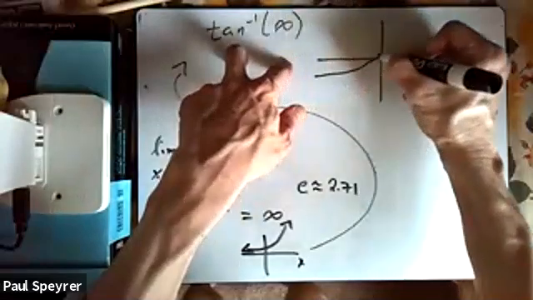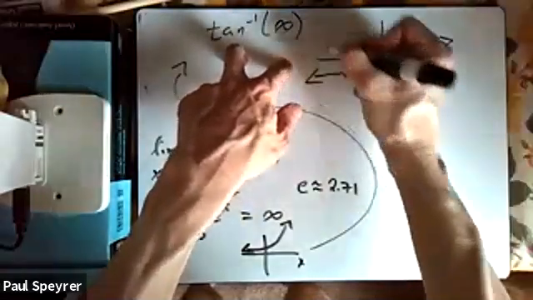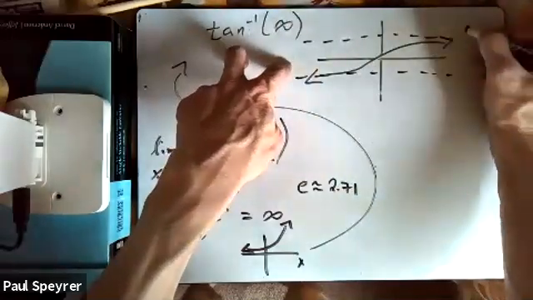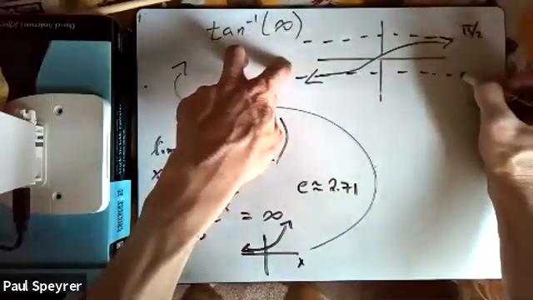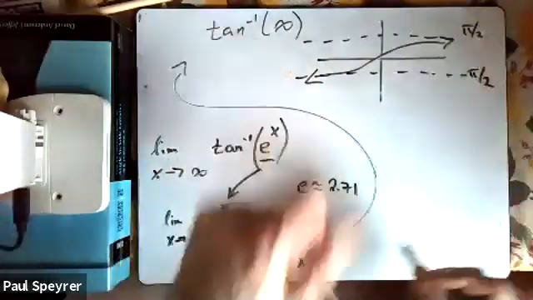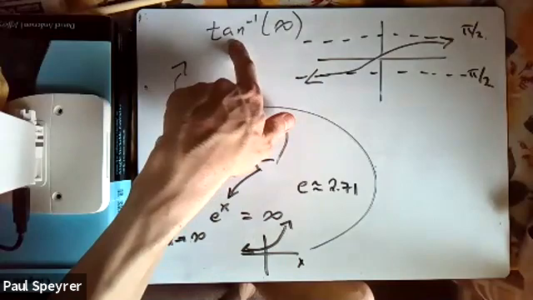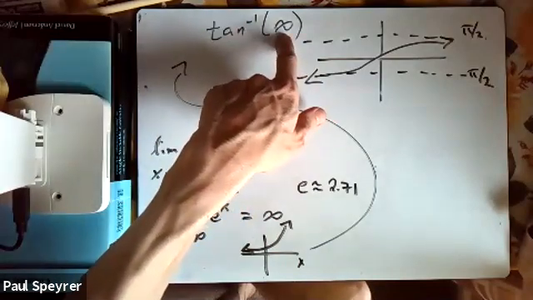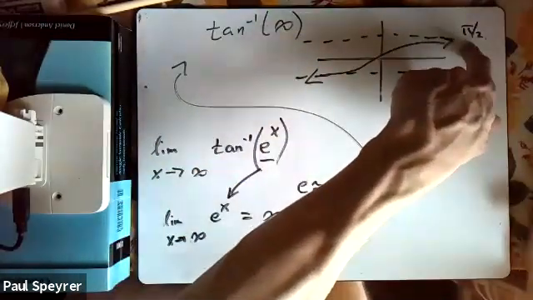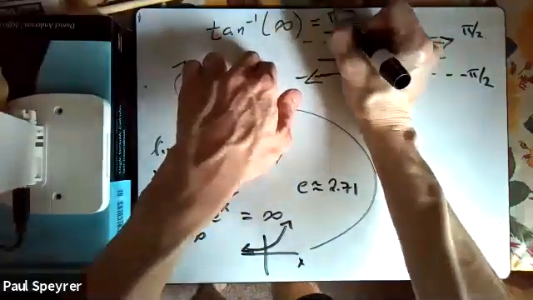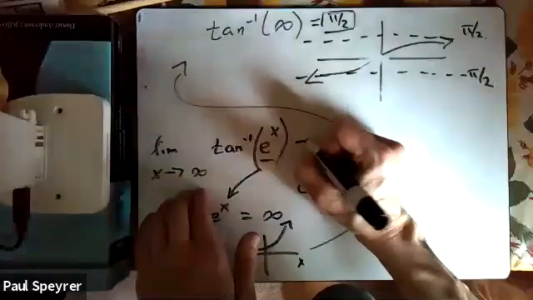Remember, arctan does this right here, and it has a couple of horizontal asymptotes. This is pi over 2. This is negative pi over 2. So as arctan goes towards infinity, where is it going? The limit is approaching pi over 2. That is your answer right there.